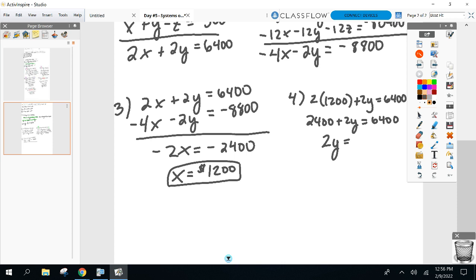Why am I blanking here? 4,000. Yeah, y equals 2,000. That's what I got. Oh, I didn't do that right. Wait, what did you guys do? Oh, okay. I just forgot a negative sign. And then go ahead, finish it up. Find your z value, how much you invested in the 12% account.